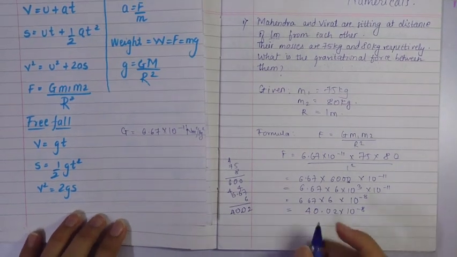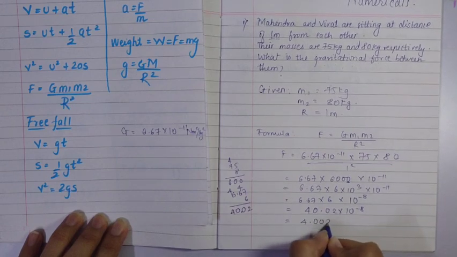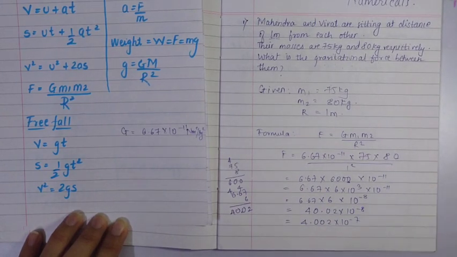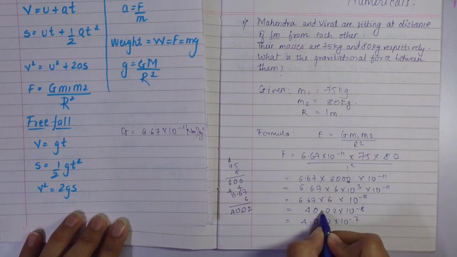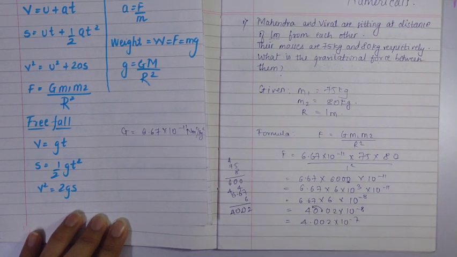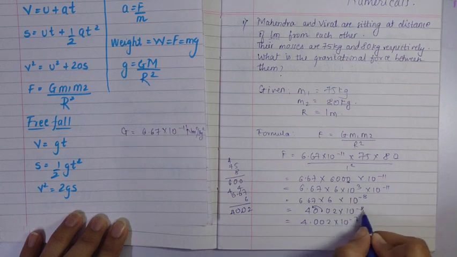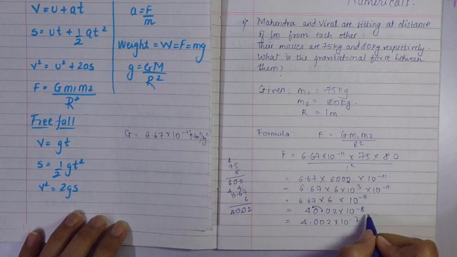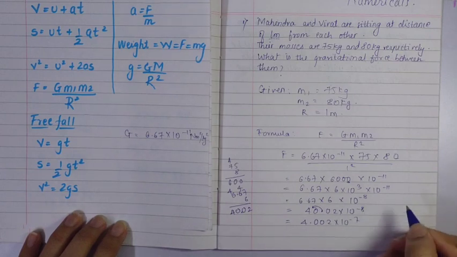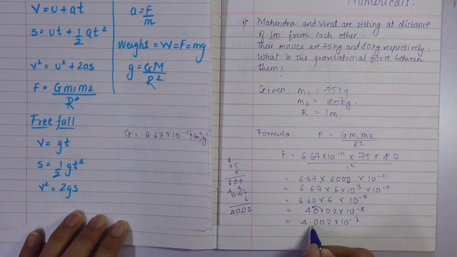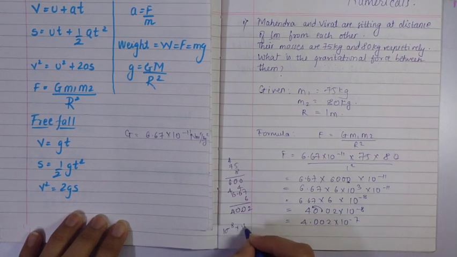The answer that is given in your textbook is 4.002 into 10 raised to minus 7. Now how did this come? Because I shift this decimal point here, my 10 raised to minus 8 gets multiplied by 10, and therefore this becomes 4.002 into 10 raised to minus 8 into 10.